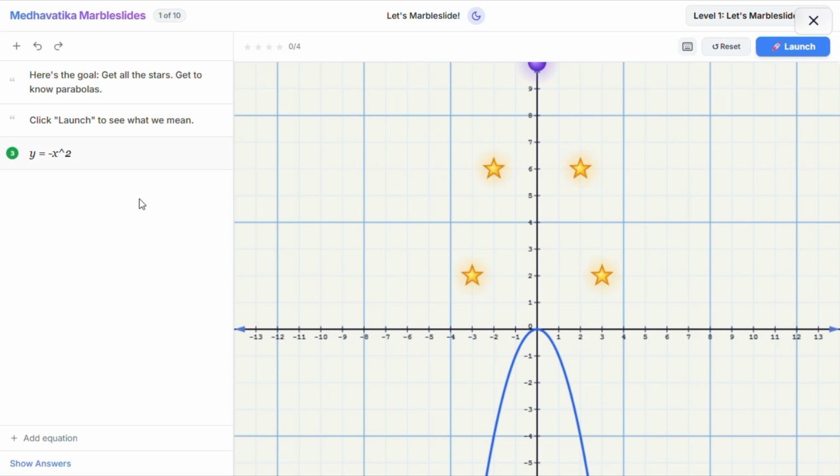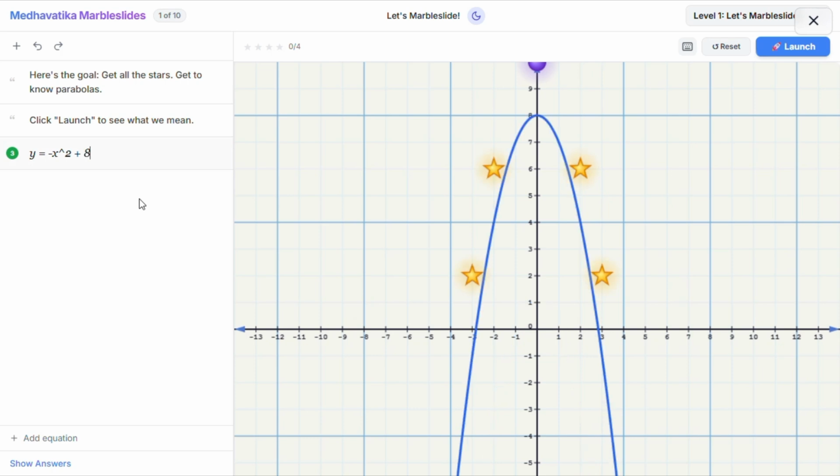To hit the stars perfectly, we need to adjust the width of the curve. By changing the coefficient of x squared from 1 to 4/5, we perform a vertical compression. This makes the parabola wider, allowing the marbles to pass through every star on their way down.